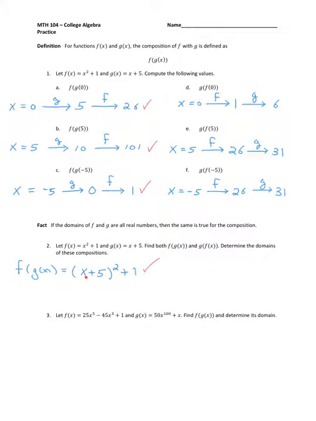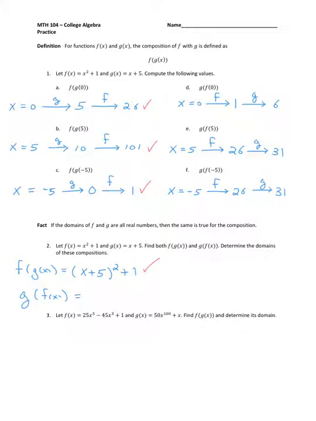Let's see. I can just look at this and note that, okay, clearly the domain is all real numbers because you can put any number you want in place of x. You can add 5, you can square it, and you can add 1. Let's compare this to g of f of x. I mean, it should be different. It should be a different formula because these numbers up here were different, but let's see.